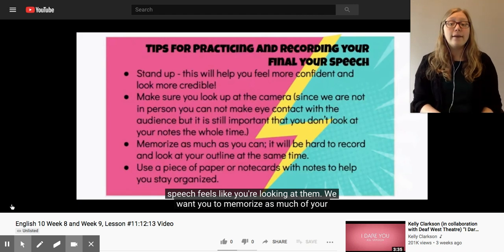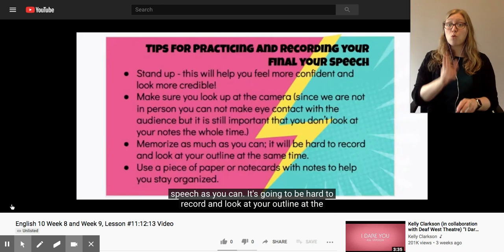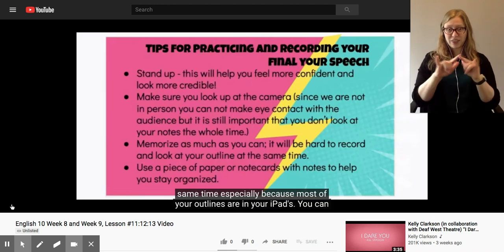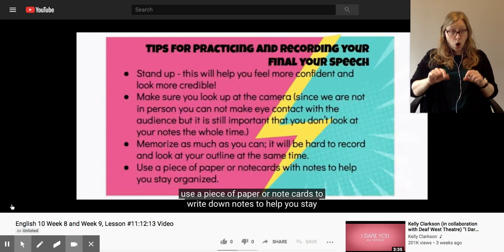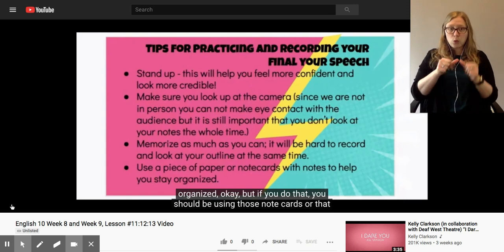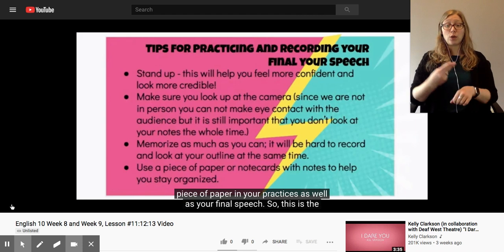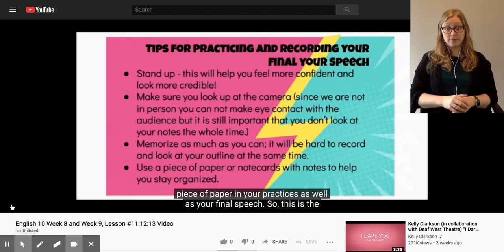We want you to memorize as much of your speech as you can. It's going to be hard to record and look at your outline at the same time, especially because most of your outlines are on your iPads. You can use a piece of paper or note cards to write down notes to help you stay organized. But if you do that, you should be using those note cards or that piece of paper in your practices as well as your final speech.